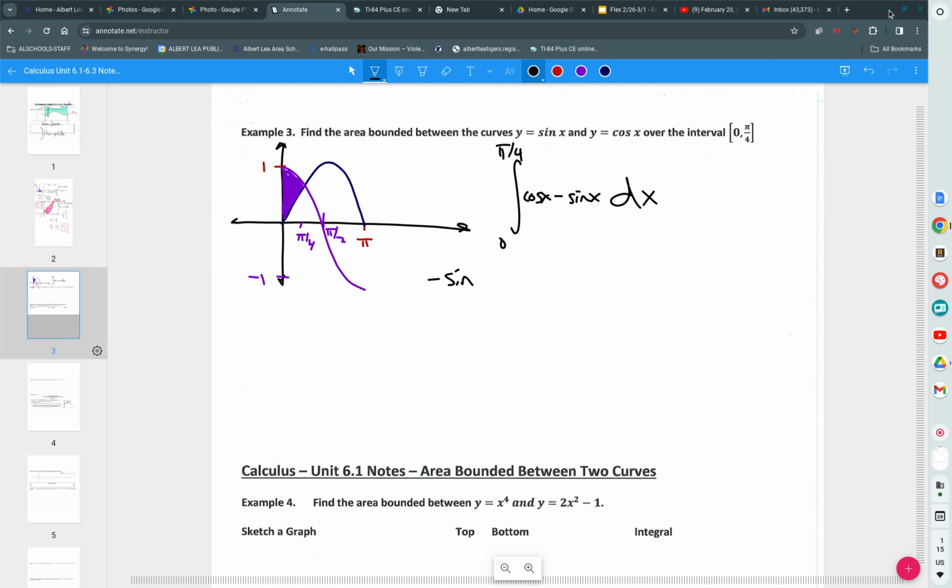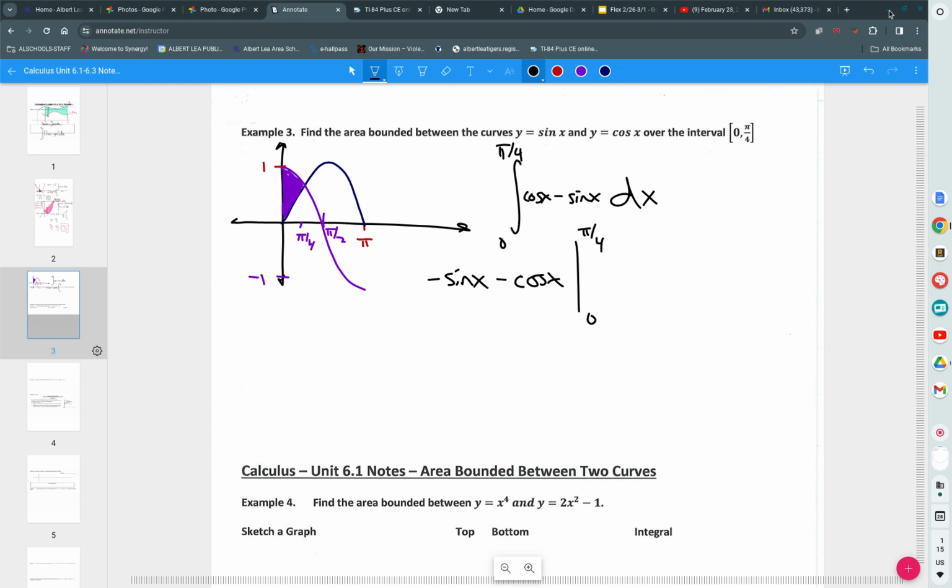Negative sine of x. What is the antiderivative of negative sine? Negative cosine. Now, here's where it's interesting, because notice in the previous two problems, I didn't bother at all about plugging 0 in, because they were polynomials. If you plugged in 0, you got 0. But we all know here that the sine of 0 is 0, but the cosine of 0 is 1. So we got to make sure that you're plugging in 0 in this situation.